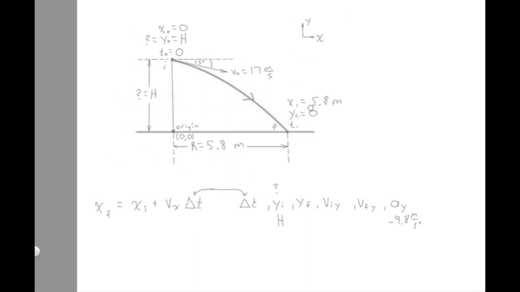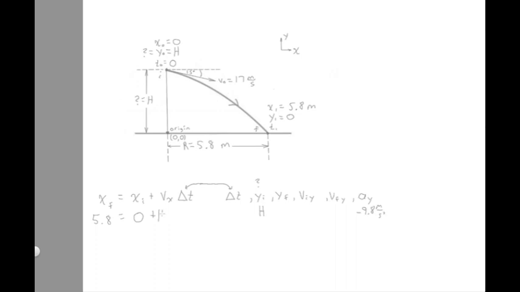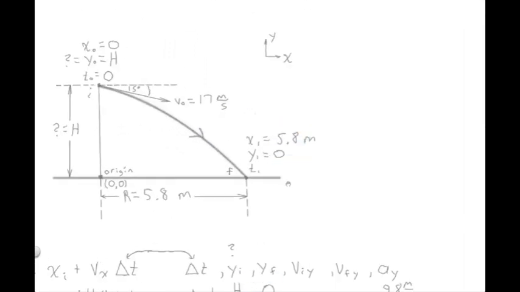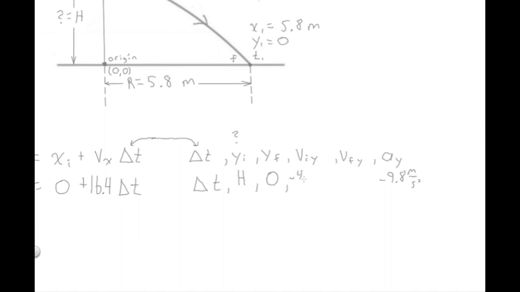X final, that's going to be 5.8 meters. X initial is 0. Vx, well, that's the number that we worked out up here, 16.4 meters per second. Delta t, we don't know, so I'll just continue to write down this symbol, delta t, for that. Y final is 0. V initial y, well, that's the number we worked out here. And here's where that negative sign is crucial again, negative 4.4 meters per second.